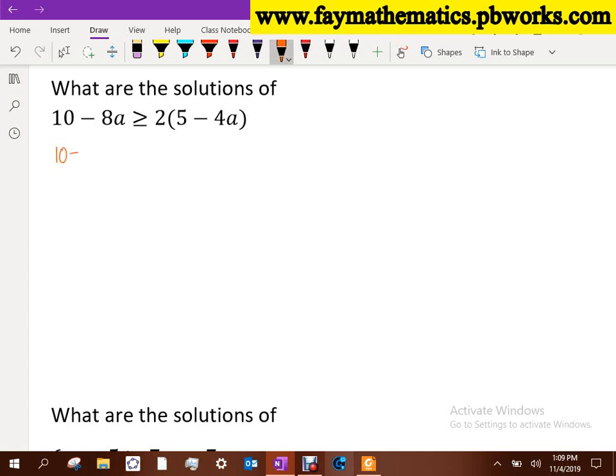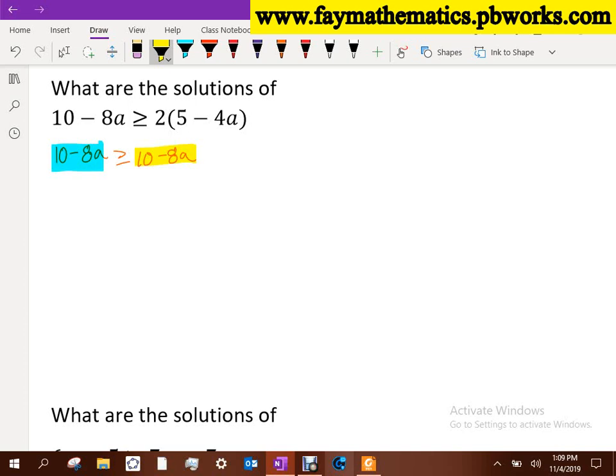Distribute. So you get 10 minus 8a is greater than or equal to 10 minus 8a, right? Okay. Now, what would you do if I don't see anything here? Equal to each other. Okay, so you're telling me that there and that there are identical, right? Okay, so no matter what A is, that blue thing becomes a number, and that yellow thing becomes a number, but it's telling us that those numbers are going to be greater than or equal to each other.